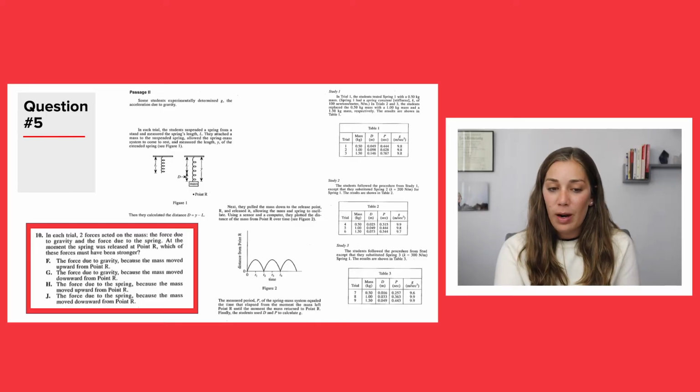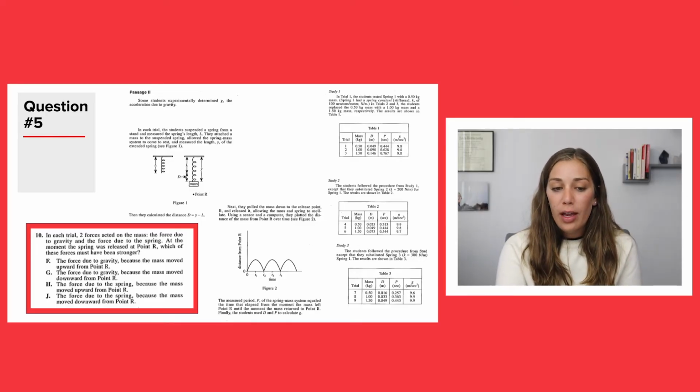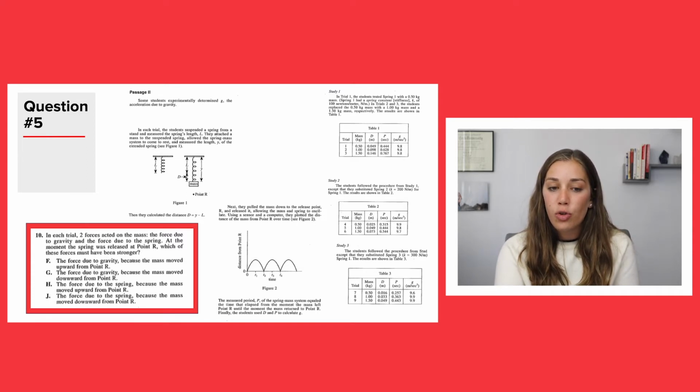Let's try the next question. So the next question is really a specific question about the setup of the experiment. In each trial, 2 forces acted on the mass: the force due to gravity and the force due to the spring. At the moment the spring was released at point R, which of these forces must have been stronger?